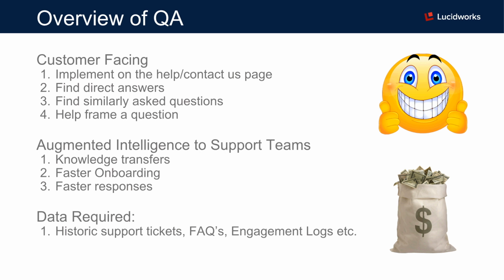So whenever a customer is typing a question, we guide them to frame the question in a way that we have already answered. This helps reduce errors, and the QA system has a higher chance at being accurate. The second business area in using it is an augmented intelligence system for the backend support teams.